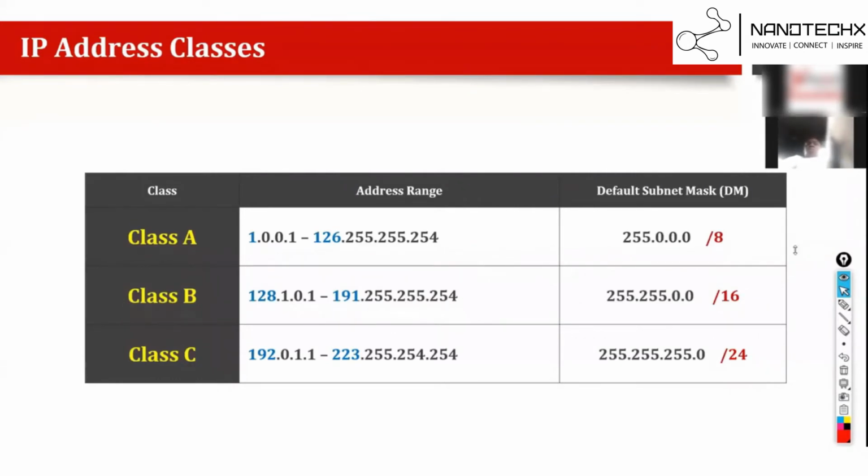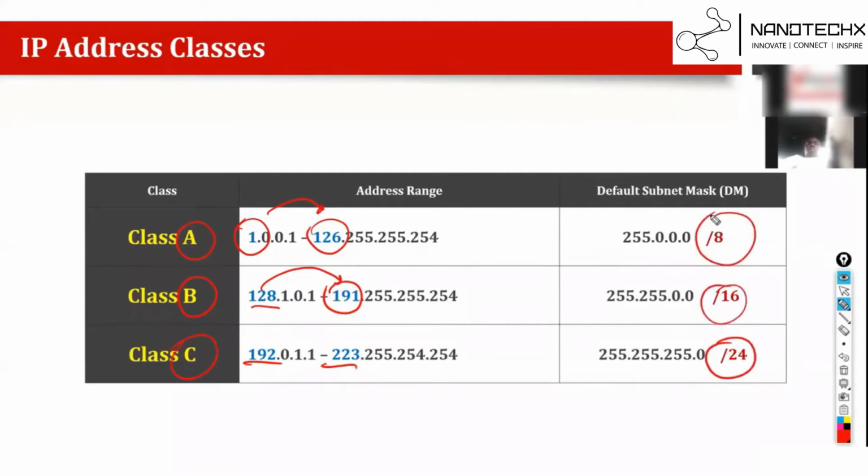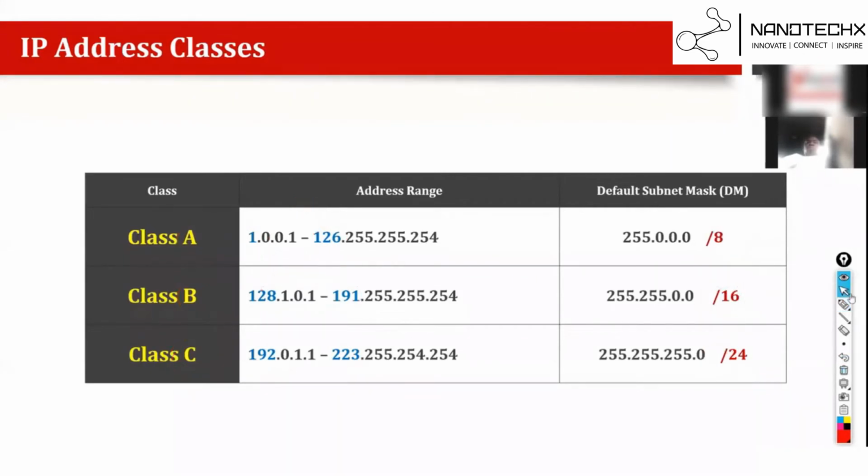There are default subnet masks, and we can identify the classes from their first octet, from the first number. If it is between 1 to 126, it is class A. If it is between 128 to 191, it is class B. From 192 to 223, it is class C, and it should be found with the default subnet mask. If it is not found with that, it means it is a classless IP address.